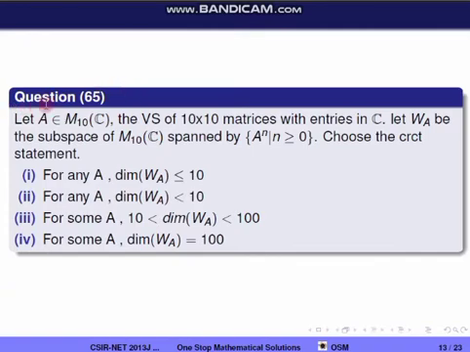Next question, question 65. Let A belong to M10(C), the vector space of 10 cross 10 matrices with entries in C. Let WA be the subspace of M10(C) spanned by the set of all A^n such that n is greater than or equal to 0. Choose the correct statement. So we have a vector space of 10 cross 10 matrices and the subspace is given, which is spanned by this set. Then we have to find which of the following correctly states its dimension.